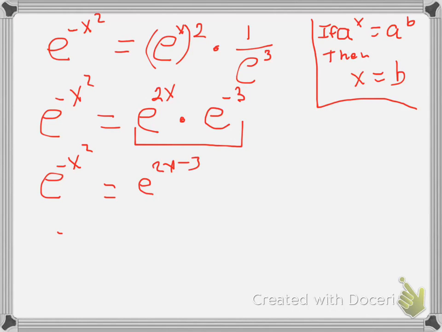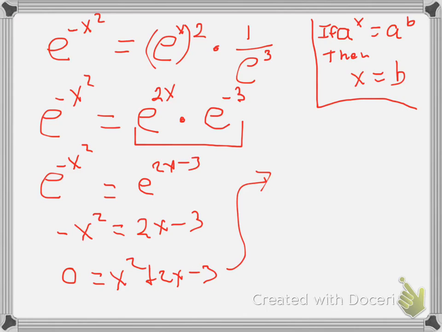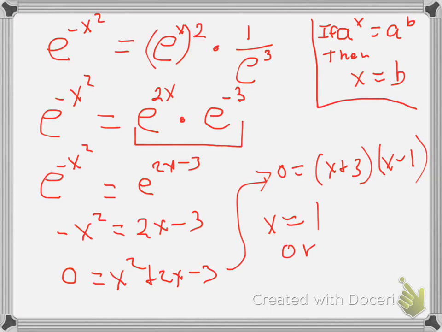So now what that tells me is that negative x squared equals 2x minus 3, or 0 equals x squared plus 2x minus 3. And at that point we can factor. We get 0 equals (x plus 3)(x minus 1). So x equals 1, or x equals negative 3. How much more fun could it be? Well, let's see.